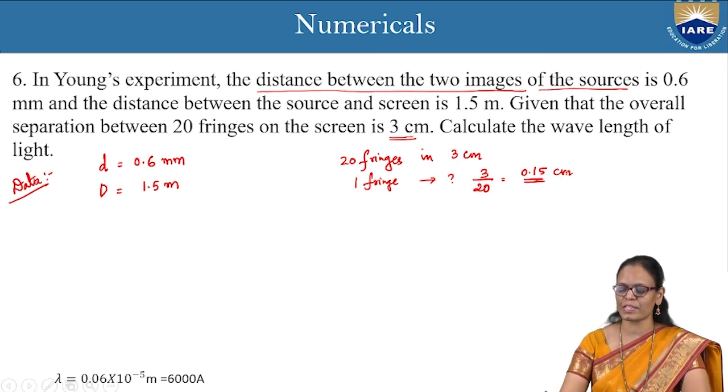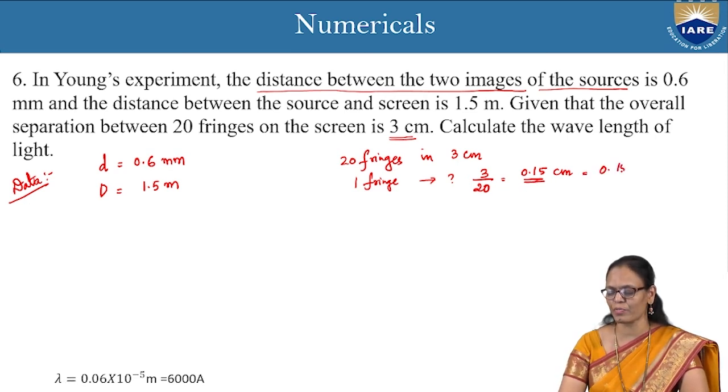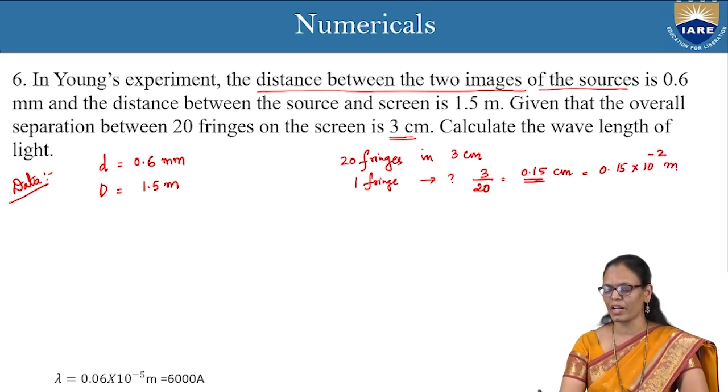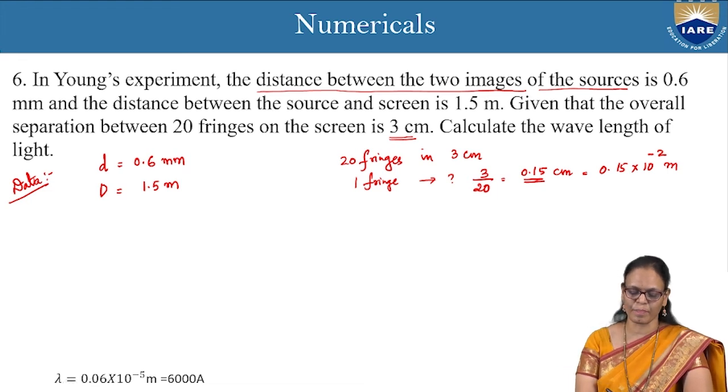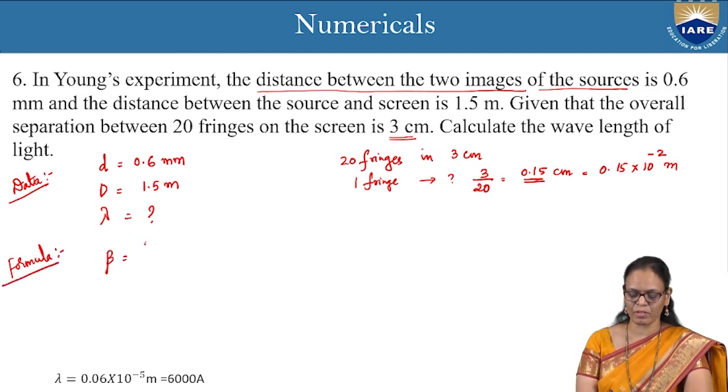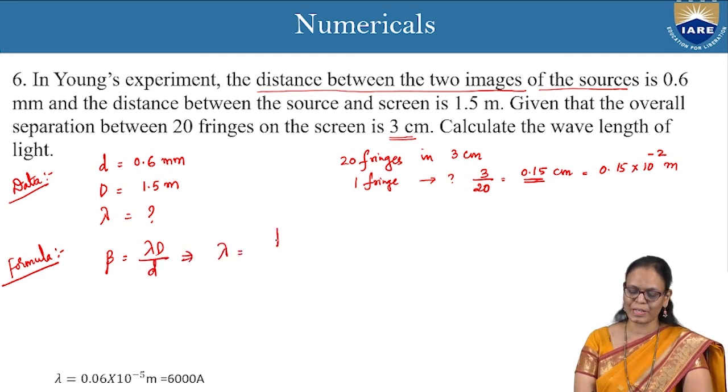That will be 0.15 centimeter, or we can write it in meters, 0.15 into 10 power minus 2 meter. Or I can also write it as 1.5 into 10 power minus 3 meter or 1.5 millimeter. Both are the same. Now we have to calculate the wavelength lambda. So again we'll write the formula. Beta is equal to lambda D by small d. So lambda is equal to beta d upon capital D.